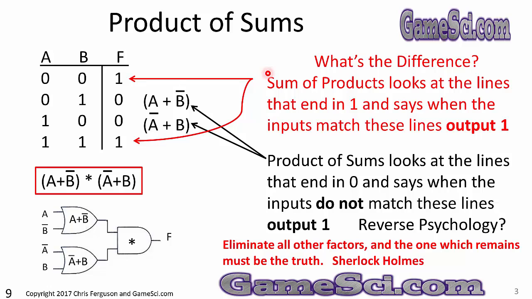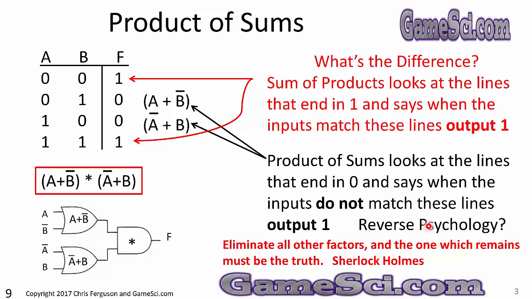Sum of products looks at the lines that end in a 1 here and here and says when the inputs match these lines, output a 1 for the sum of products or the circuit. Product of sums looks at these lines that end in a 0 and says when the inputs do not match these lines, output a 1.